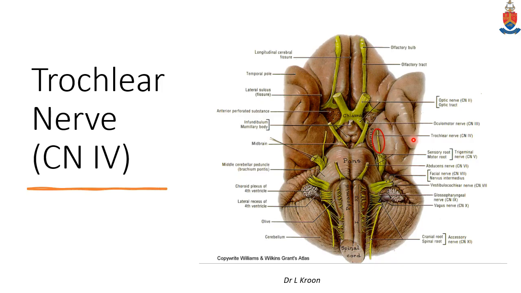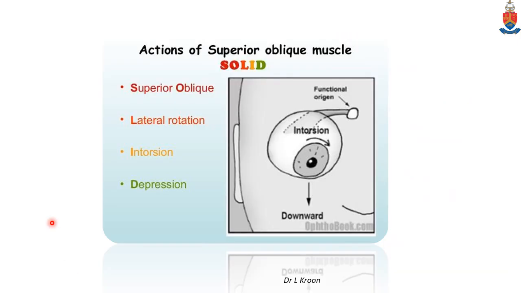It will innervate one muscle of the eye, the superior oblique muscle. The superior oblique muscle's primary role is to intort the eye. Its secondary role is to depress the eye. So the actions of the superior oblique muscle can be remembered by using the mnemonic SOLID. So it primarily innervates the superior oblique muscle. It causes lateral rotation of the eye, as well as intorsion and depression. So this will hopefully make it easier to remember that the superior oblique muscle causes depression as well as intorsion.